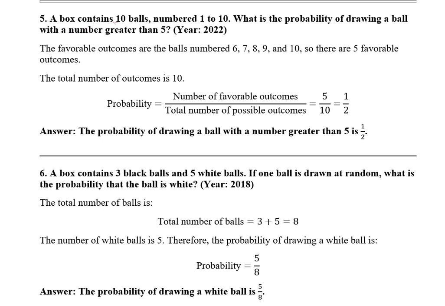The box contains 10 balls numbered 1 to 10. What is the probability of drawing a ball with a number greater than 5? Okay, the favorable outcomes are the balls numbered 6, 7, 8, 9, 10. So there are 5 favorable outcomes. Total number of outcomes is 10. Number of favorable outcomes is 5. So the probability is 1/2.